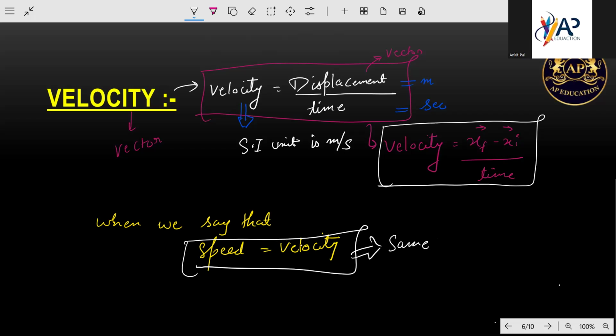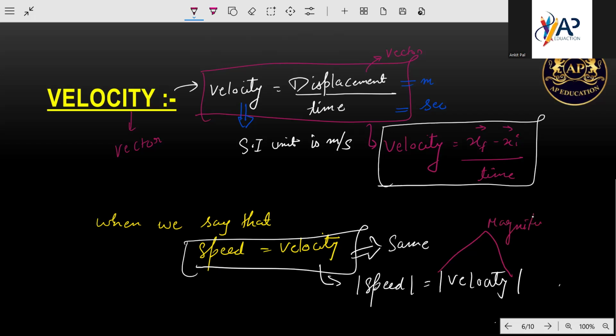When we say speed is equal to velocity, it means not speed itself is equal to velocity, but the magnitude of speed is equal to the magnitude of velocity. These two lines represent magnitude. Same, we can write the magnitude of distance is equal to the magnitude of displacement.